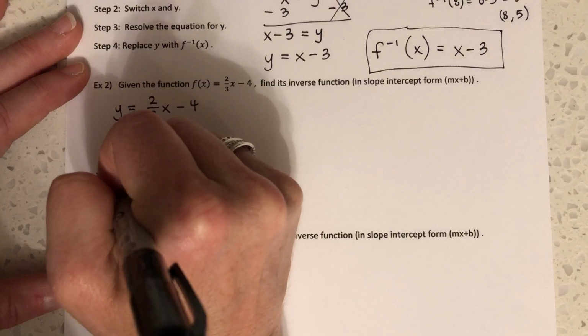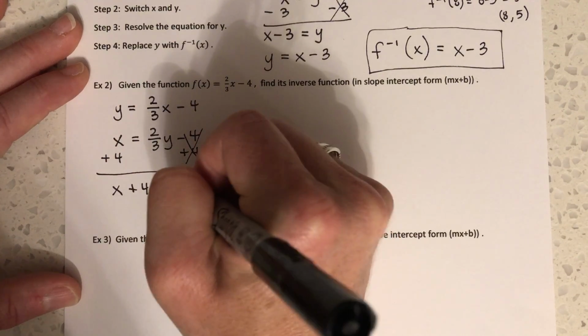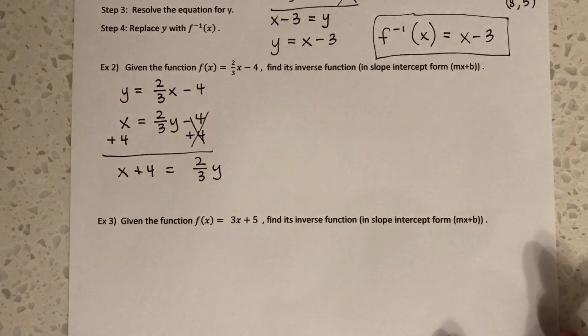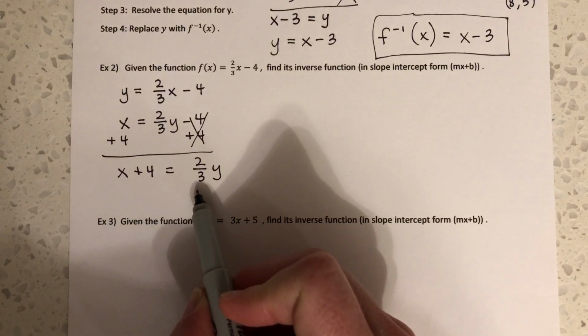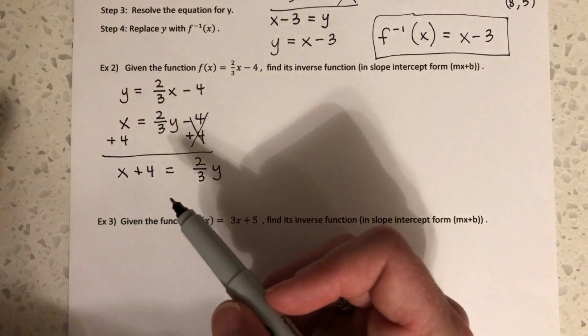Okay, so now I have x plus 4 equals 2/3 times y. Well, there's a couple things you can do. What Delta Math is going to show you to do in their examples is one way to get rid of a fraction. Yes, you could divide, but then you have to divide all this by 2/3, and that can get a little bit messy.